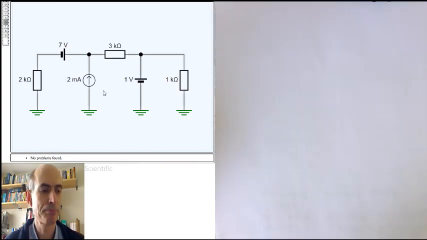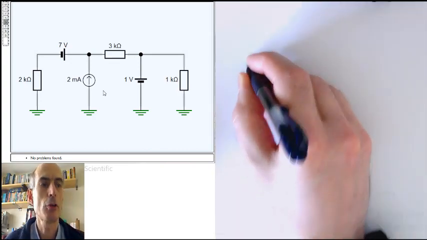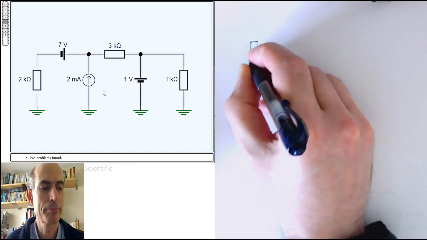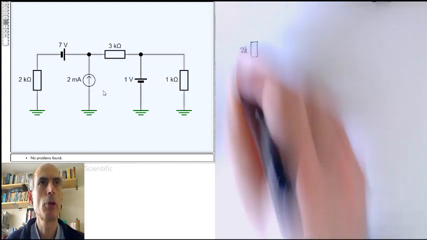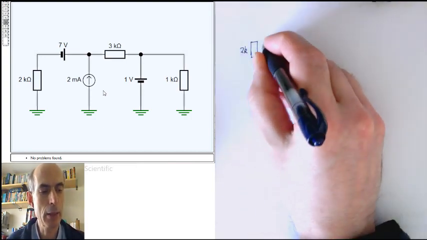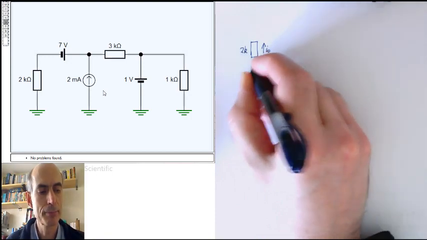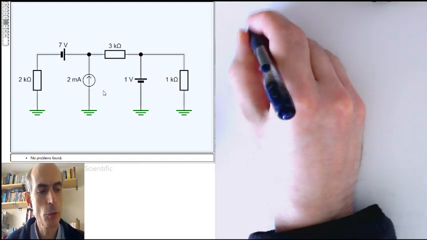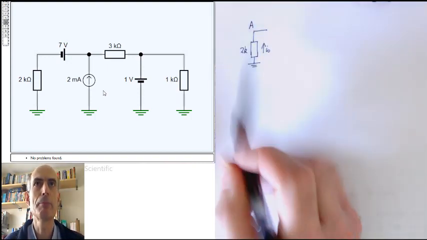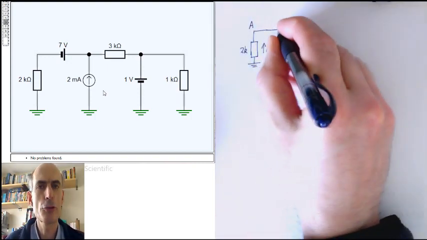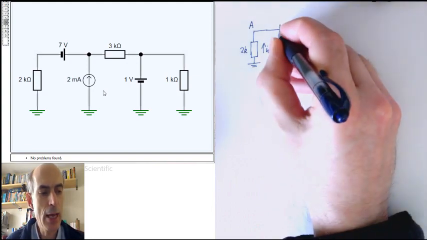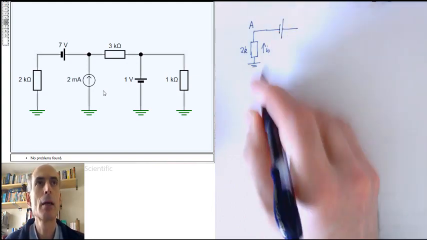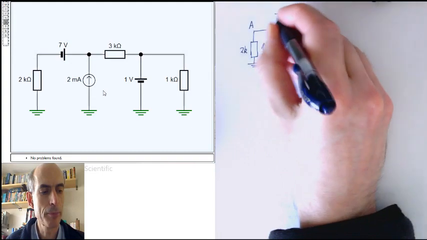First thing we need to do is to label all of the nodes and all of the currents in our circuit. We'll start off with the 2K resistor here, and we'll label the current flowing through this one as being I0. That goes up to a node A, which will be at voltage VA. Now, first shortcut. This is a voltage source. A 7 volt voltage source.